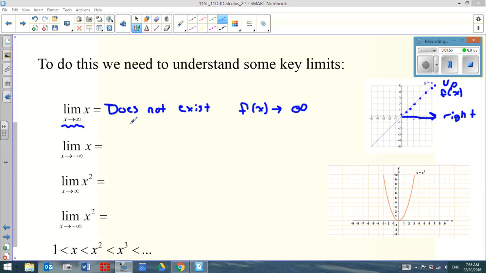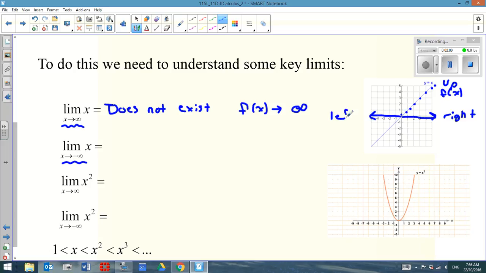We can also shorten that. You might see DNE, does not exist. So let's see what happens for the limit of our function x as x goes to negative infinity. Again, this time I'm following my graph to the left as my x value is going to negative infinity. So what's happening to my y values? As I look to the left, my graph is also going down, which means that my y values are approaching negative infinity. So again, our limit does not exist because our f of x is approaching negative infinity here.